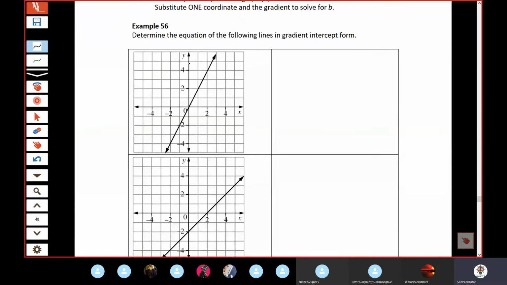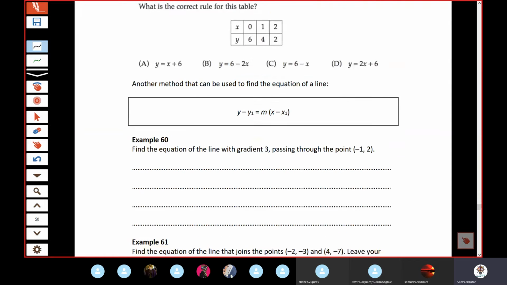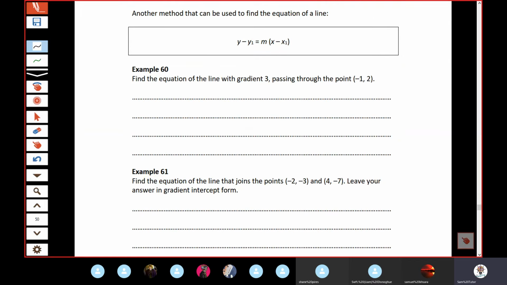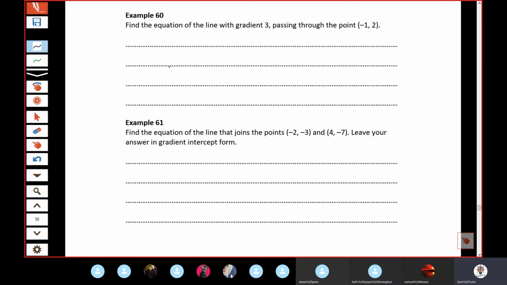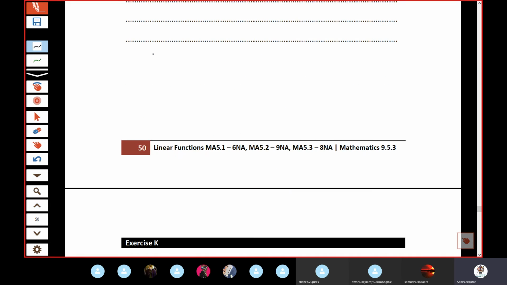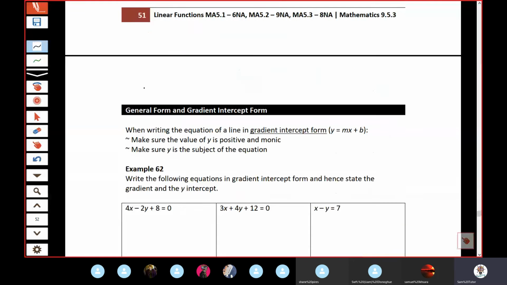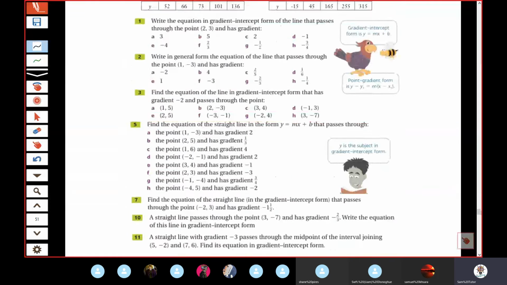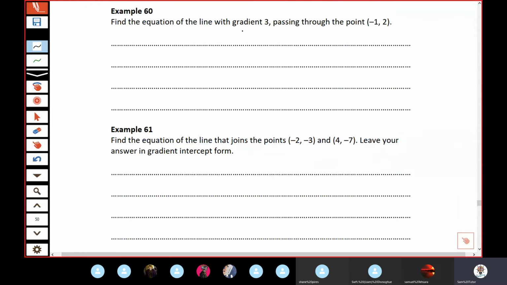Find the gradient. It's just over, because that's the hardest skill, to determine the equation of a line. Find the equation of a line which is passing through this. Okay, these are the harder ones. Example 60. General form. Good. So something a little bit harder. This one says find the equation of the line with a gradient of 3, but it passes through this point.